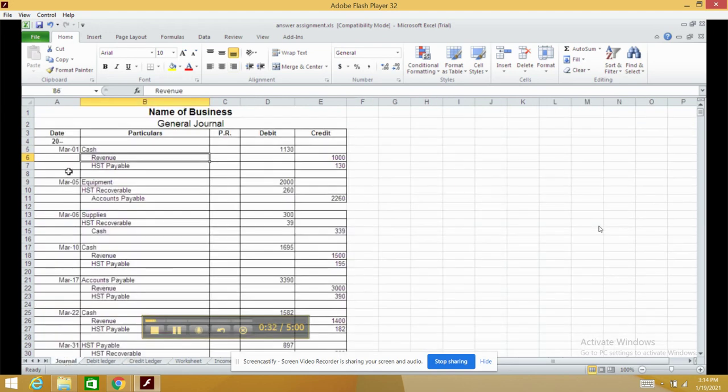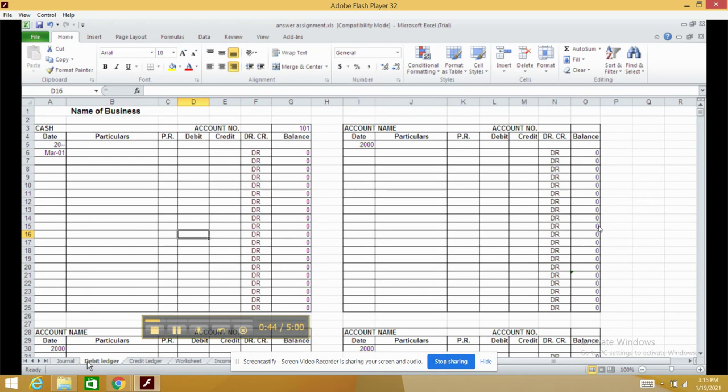We're going to look at the March 1st transaction from a previous exercise. Cash, revenue, and HST payable were all affected with this sale. So we're going to debit cash. We're just going to take this information and put it in the ledger. We go to cash, which has an account number of 101. That will be important in a second. So cash is debited 1130. It has a normal debit balance, which the DR stands for. And here we go. The balance is 1130.